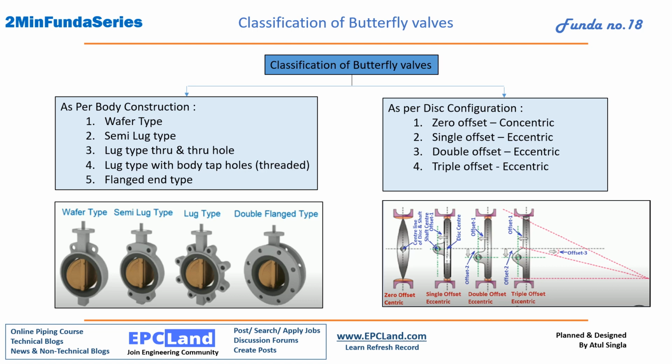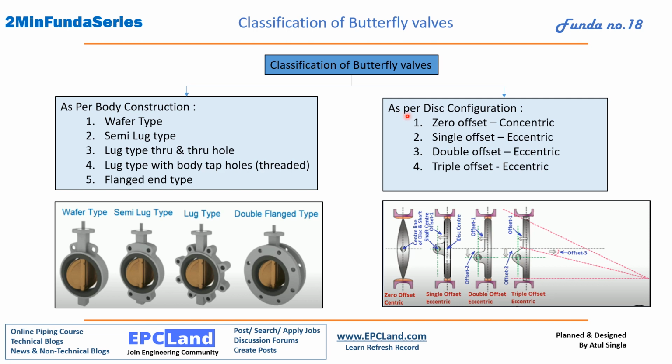If you see how we are going to classify the butterfly valves, there are two categories based on which we can categorize all these butterfly valves. First one is as per body construction, then as per disc configuration. Based on body construction, we are having 5 types with us: wafer type, semi lug, lug type through and through bolts, lug type with body tap holes, threaded ones, then the flanged end type. These are the 5 types which we have categorized as per body construction.